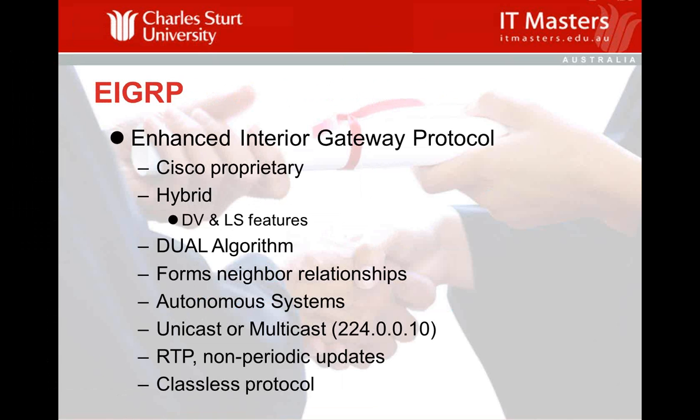And EIGRP does not send periodic full table routing updates. So updates are only sent when a change occurs and include only the particular change. So if, for example, you've got 50 routes in your routing table and one of your interfaces drops off and dies or is disconnected or something, in the update, it will only send the update related to that interface. Okay, it won't send the whole routing table. So you can tell already that it uses a lot less bandwidth than those routing protocols that send out everything. And EIGRP is a classless protocol, so it supports VLSM.